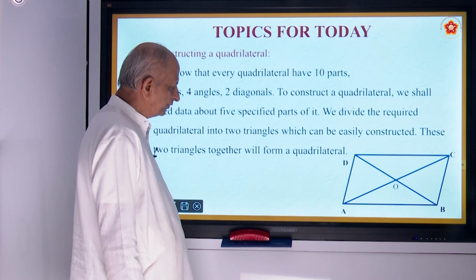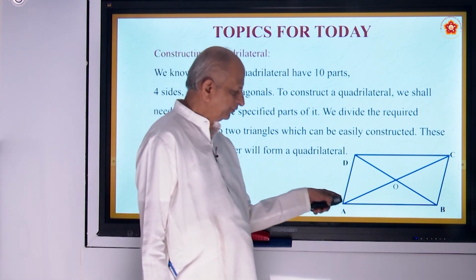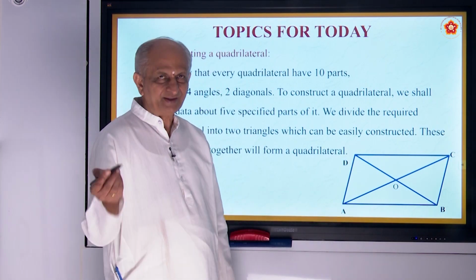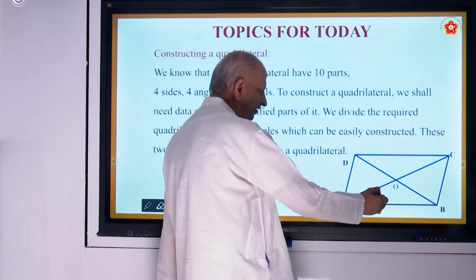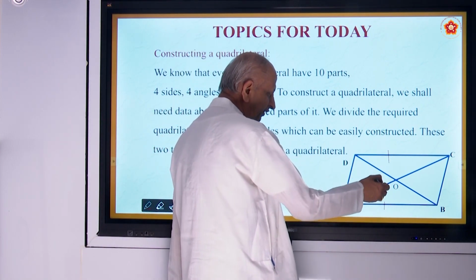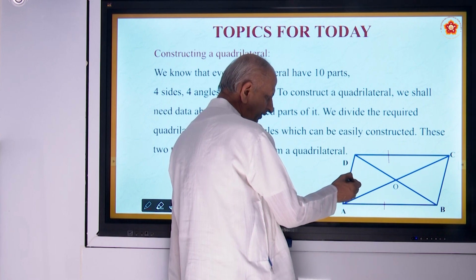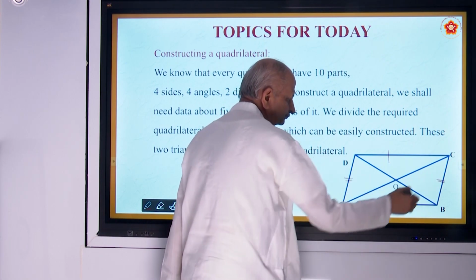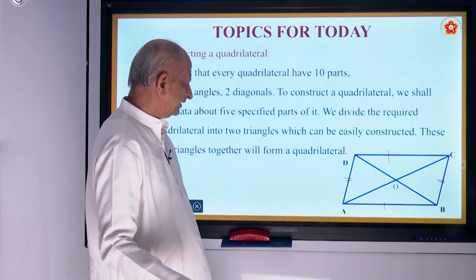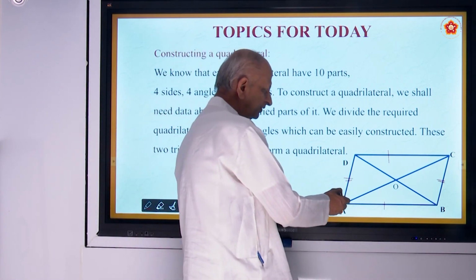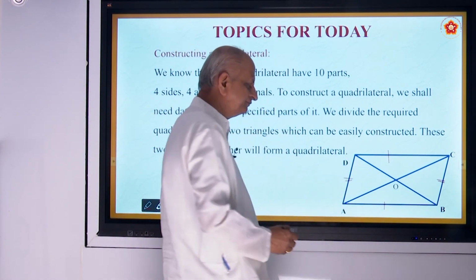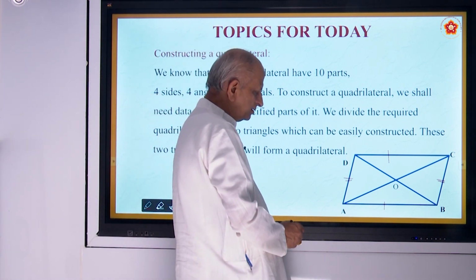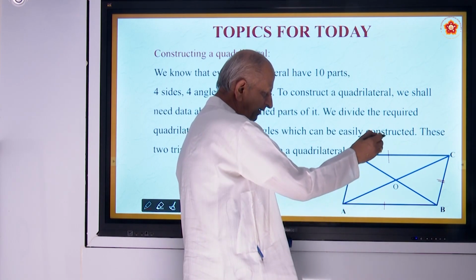Now for example, this is a quadrilateral. Of course, it is a parallelogram, a special type of quadrilateral. Come on, name the sides. The sides are AB, CD, AD and BC. These are the 4 sides. And there will be 2 diagonals. What are the names of the diagonals? AC and BD. Correct? And 4 angles: angle A, angle B, angle C, angle D.